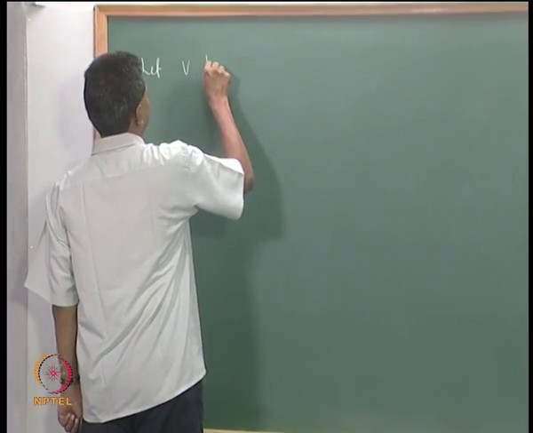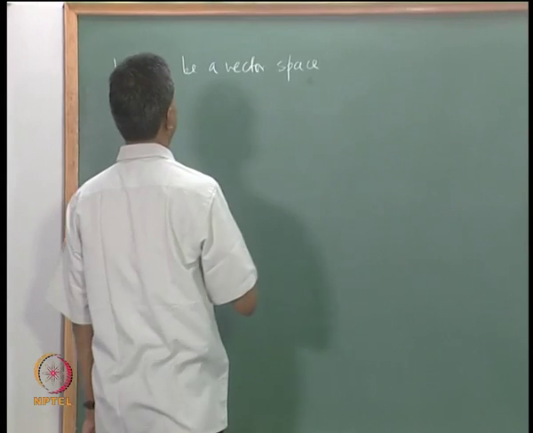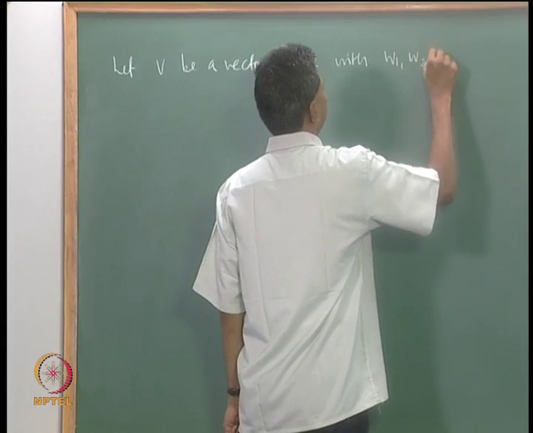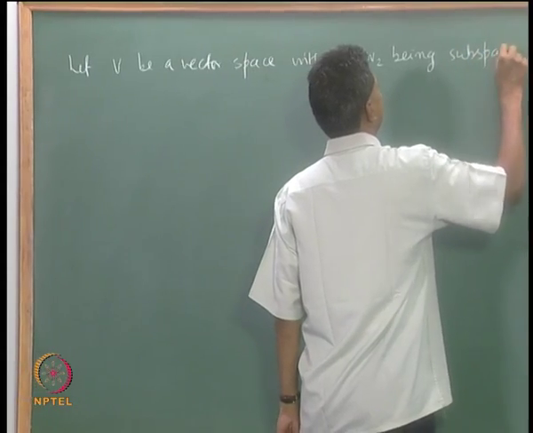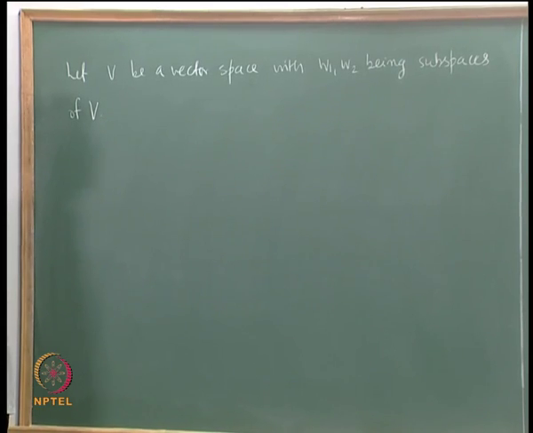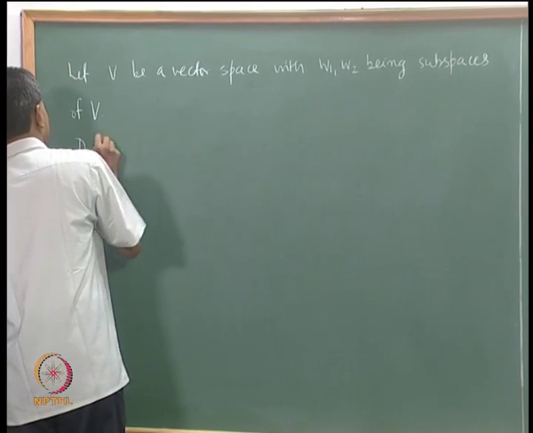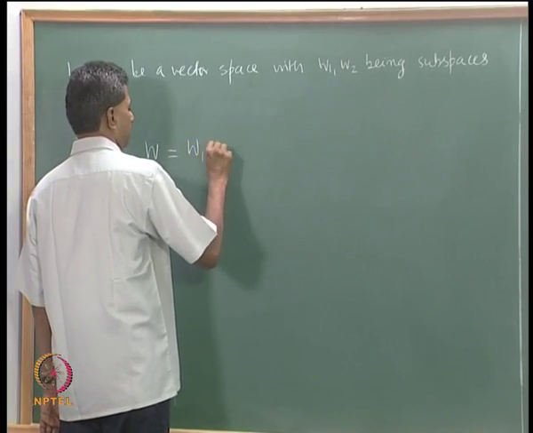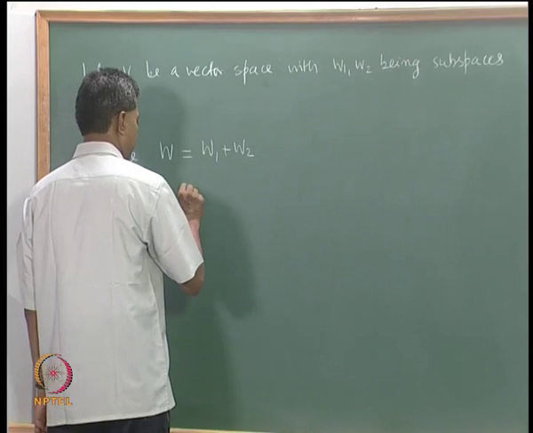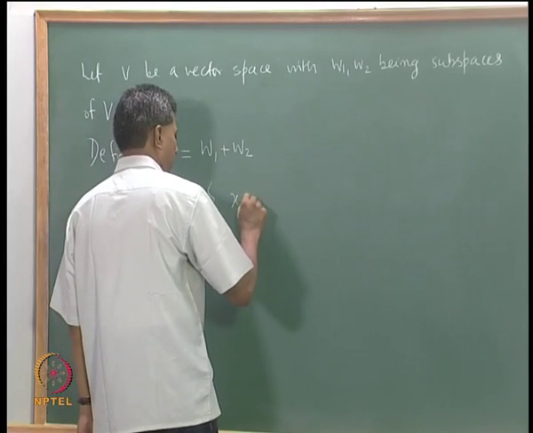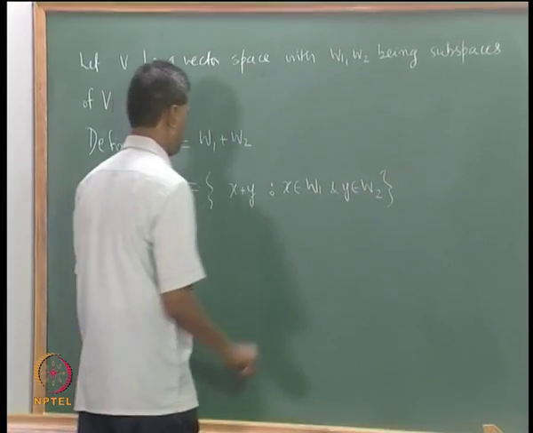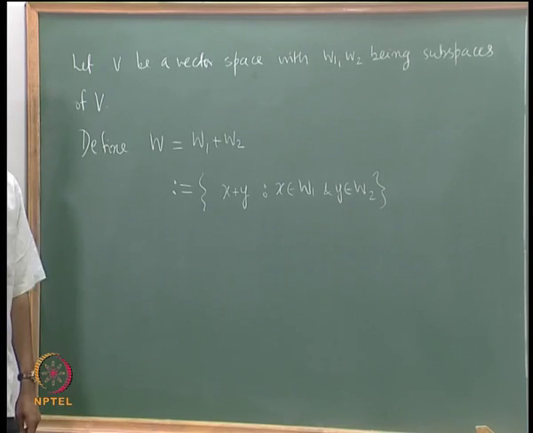I have a vector space with two subspaces. Then I get a new subspace by looking at the sum of these two subspaces. I will define W as W1 plus W2, the sum of two sets. What is the definition? It is the set of all x plus y such that x belongs to W1 and y belongs to W2. I am defining the sum of two subspaces, W1 and W2.